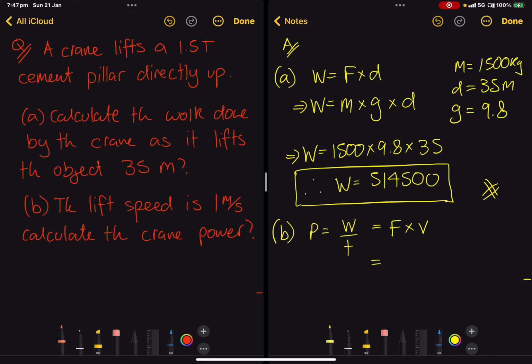So we can actually use force times velocity. So force is just the gravitational force, it's just the mass times the gravity. So this will be mg. And then the velocity we know is 1 meter per second, because we're told that's the lift speed. So we're going to multiply that by 1. So mg, 1,500 times 9.8, this is 14,700. And this is the power of the crane.